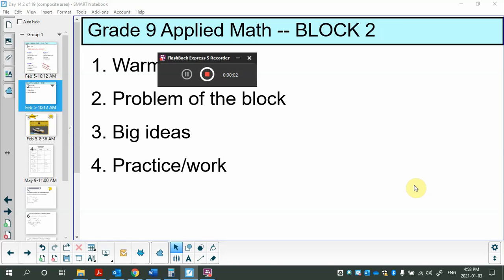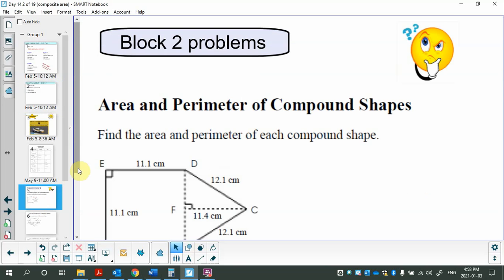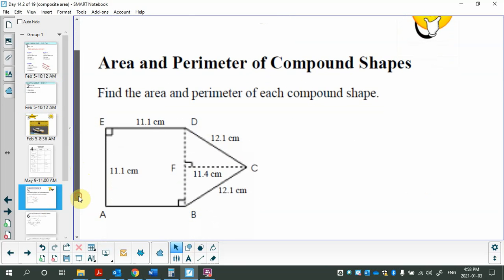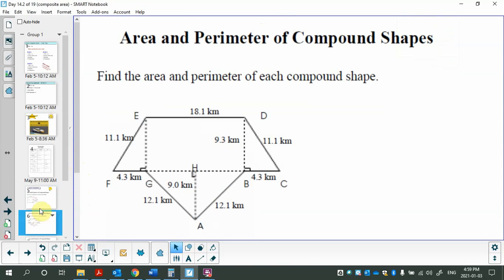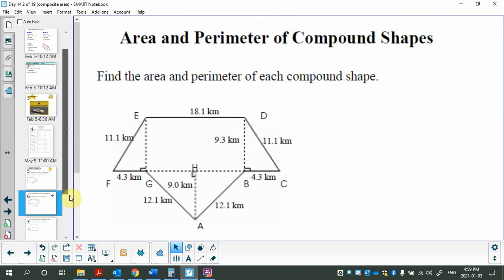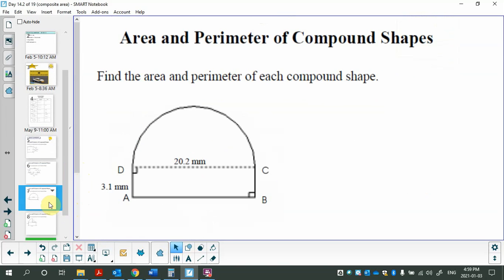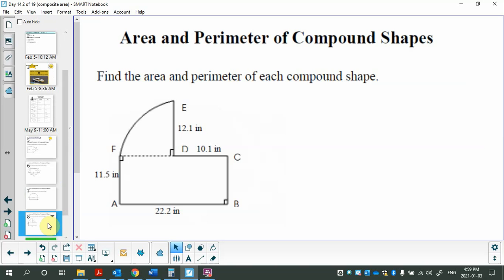Okay, we got two notes left. One is composite area, the other is composite perimeter. When we do these questions, I'm going to be doing area with this note, perimeter with the next one.